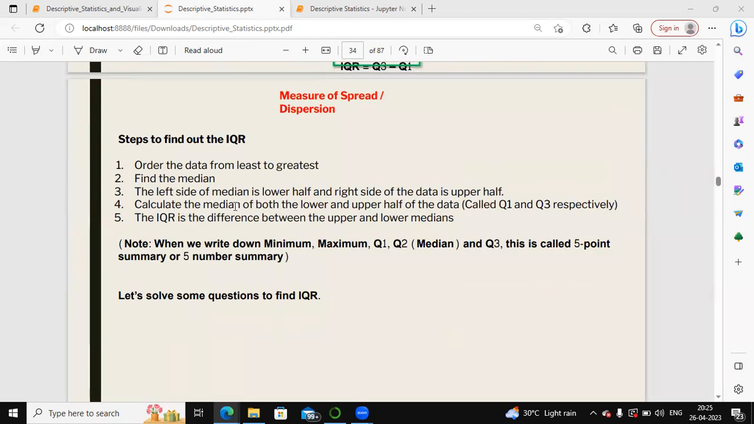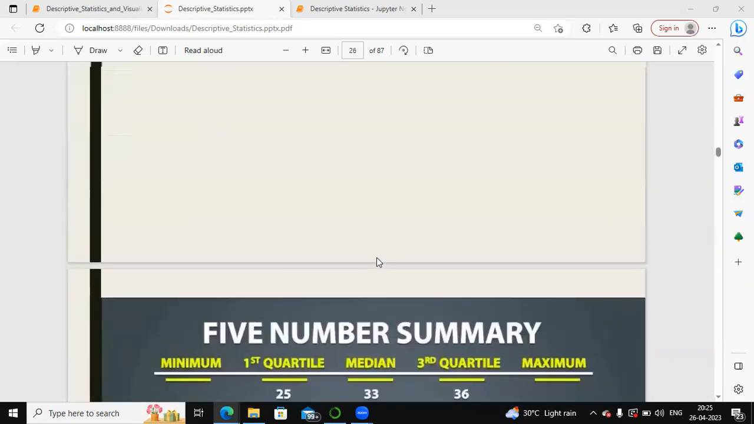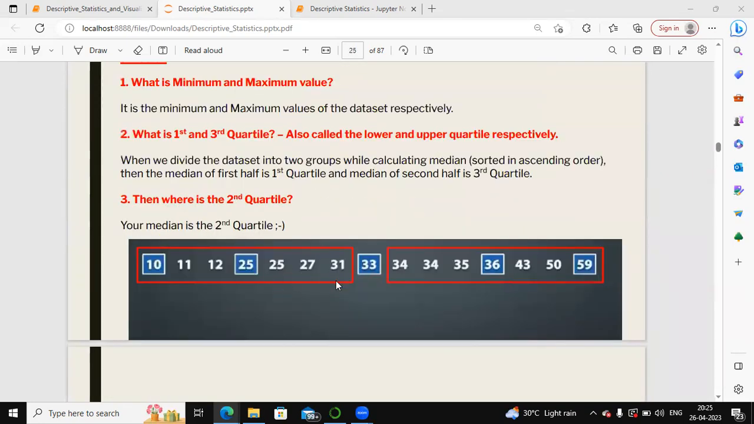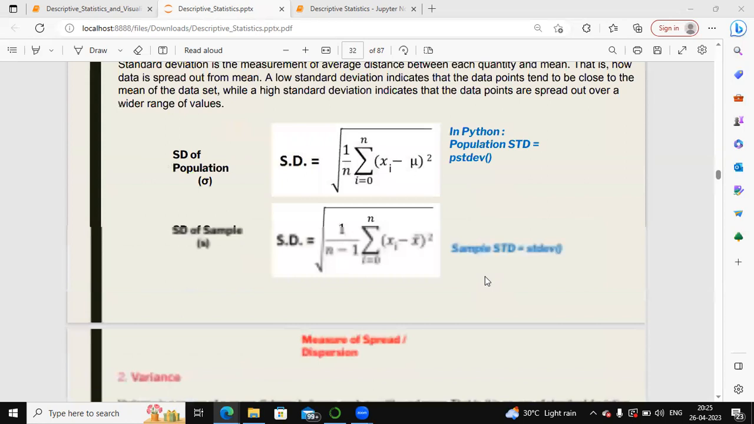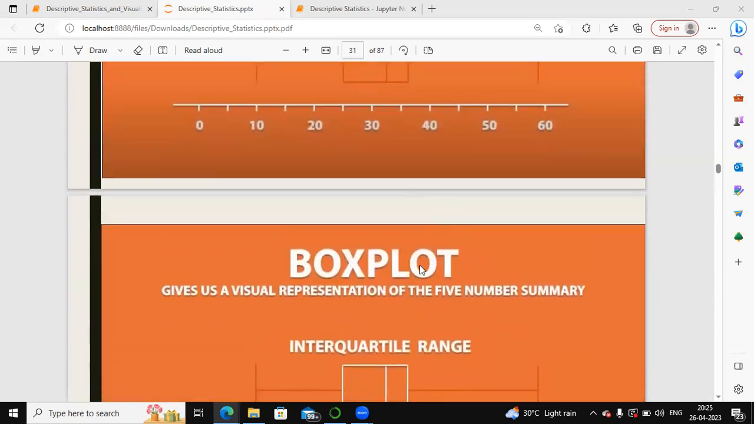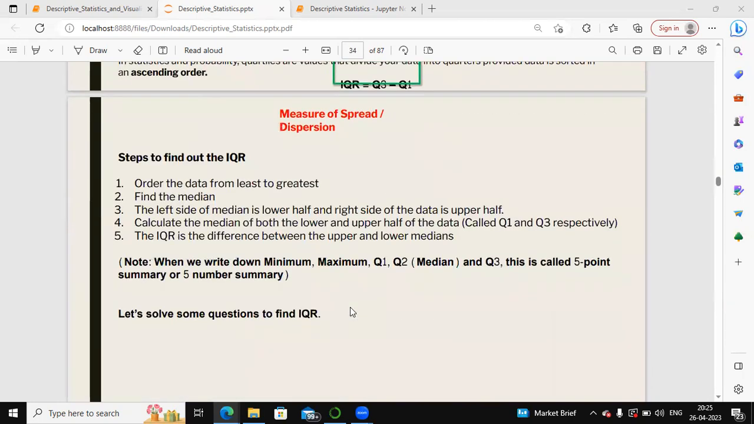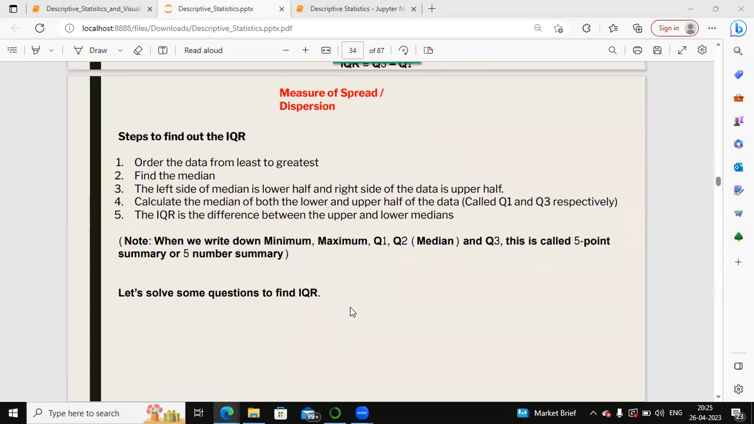Now calculate the median of both the lower and upper half of the data, called Q1 and Q3. So you have to calculate the median for the lower half and the median for the upper half. So you could see the median for this lower half is 25 and the median for this upper half is 36. Okay. So next, the IQR is the difference between the upper and the lower medians. So this is the IQR. This is the lower and this is the upper. The difference between the upper and the lower is called the IQR.